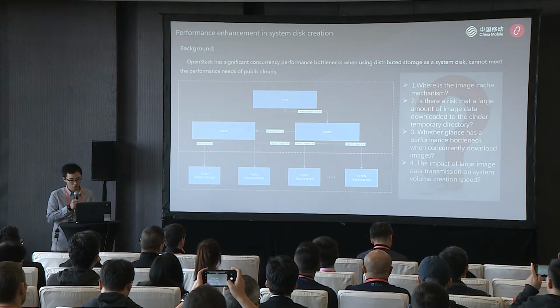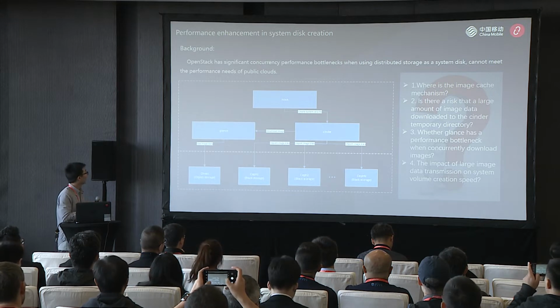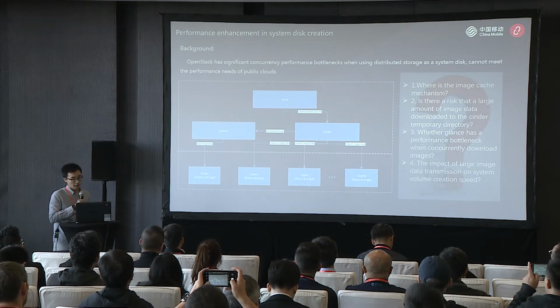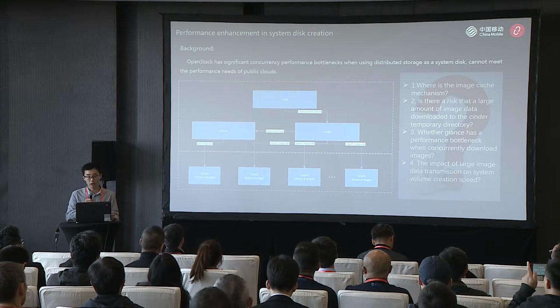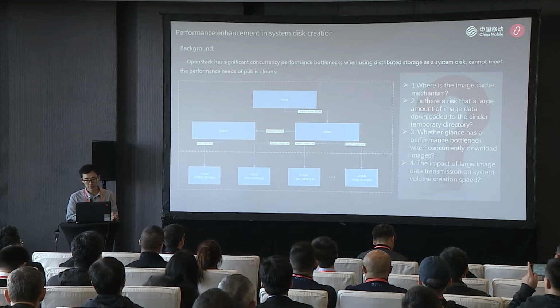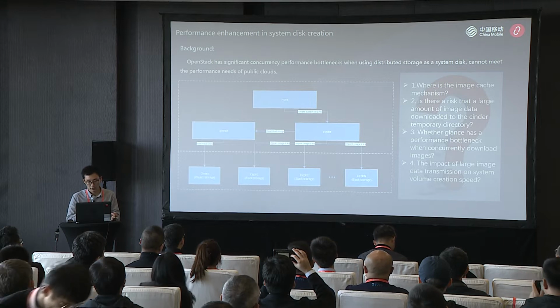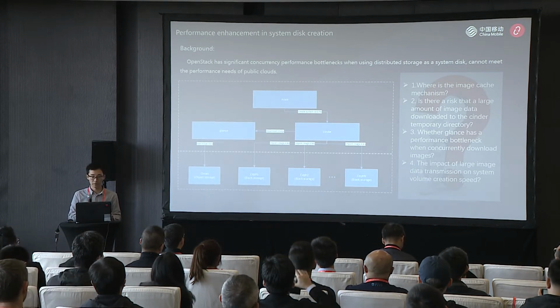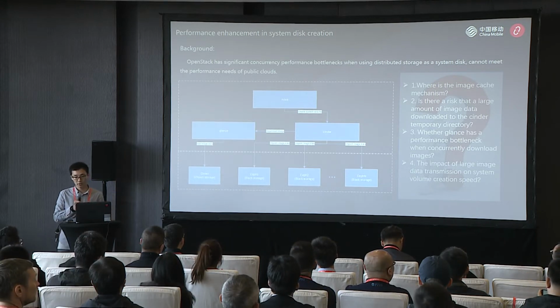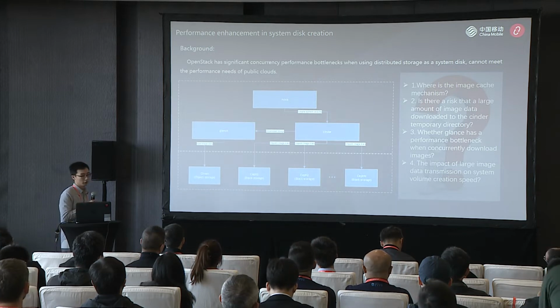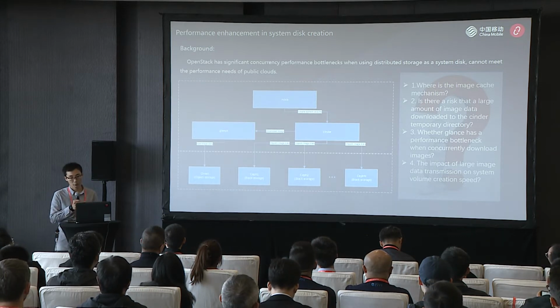In Glance, I/O performance will be one of the bottlenecks, and in Cinder, the available space for the temporary directory is also a headache. Ceph will cost more than double the size of the image, and the data transmission, that is the QEMU image convert, is also another bottleneck.